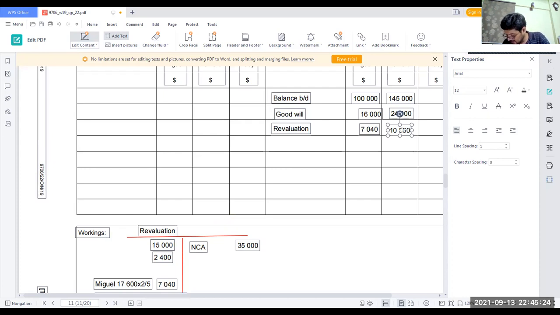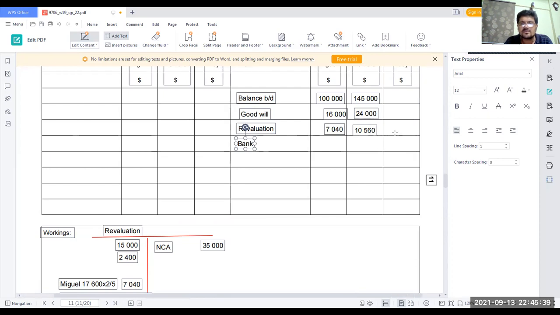Now, introduction of Eddie. Eddie is bringing cash 50,000. So what we do? Bank debit, and Eddie is going to credit. How much cash? 50,000. Now, he's bringing assets. So assets are going to be debited, and Eddie's capital is going to be credited by 40,000.